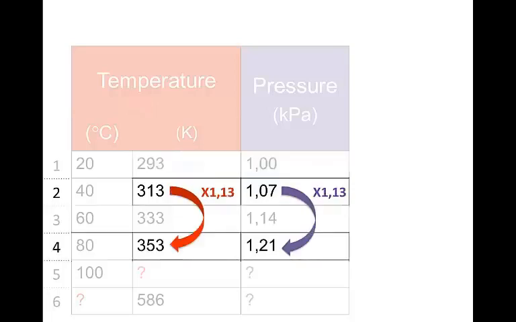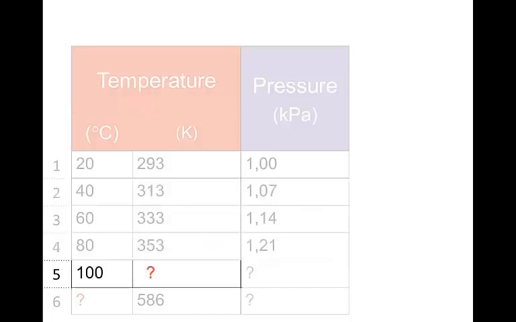Let's take lines 2 and 4. It really doesn't matter which lines we take. 313 times 1,13 equals 353, and 1,07 times 1,13 equals 1,21. We've increased the temperature by a factor and the pressure has increased by that same factor. In other words, temperature and pressure are directly proportional to one another.